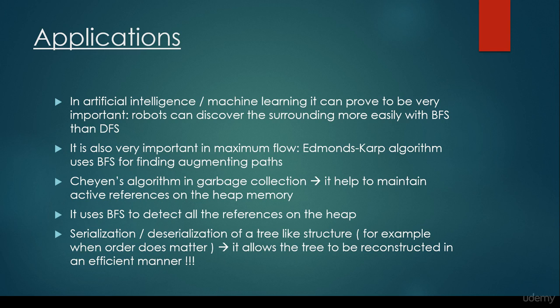Or for example, serialization or deserialization of a tree-like structure. For example, when order does matter, then it allows the tree to be reconstructed in an efficient manner. So okay, we come to the conclusion that breadth-first search is not so memory friendly, but sometimes there are problems that can be solved very efficiently with the help of breadth-first search. We have to store a lot of pointers and references in the queue abstract data type, but whatever. So this is the breadth-first search algorithm.